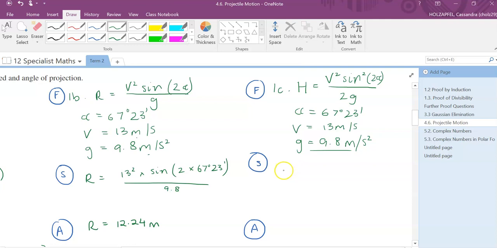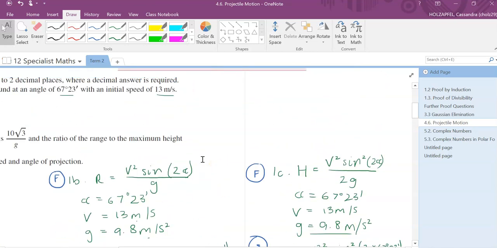So now all I'm going to do is I'm just going to substitute those values in. So the height, or the maximum height reached of this particular projection, is going to be equal to 13 squared times by sine squared 2a. So a was equal to 67 degrees and 23 minutes, divided by 2 lots of 9.8. So the maximum height reached of this particular function, once I substitute this into my calculator, is going to be 8.69 meters. And again, we know this because all of our units so far have been in meters. Okay, so that was question 1.